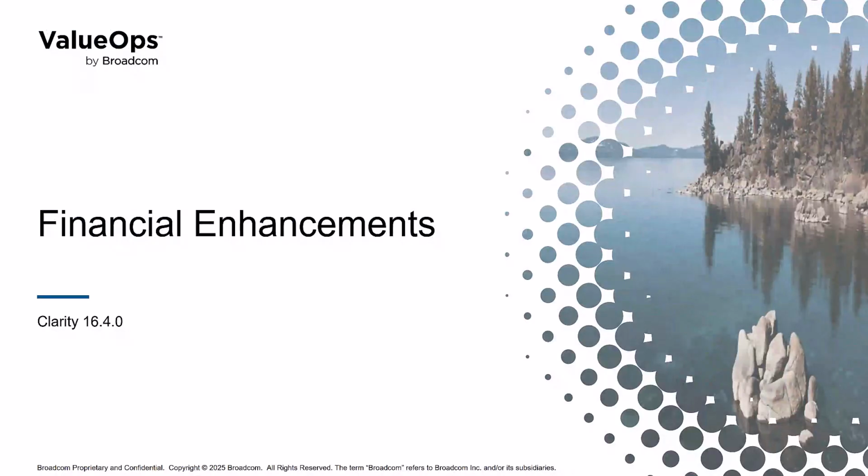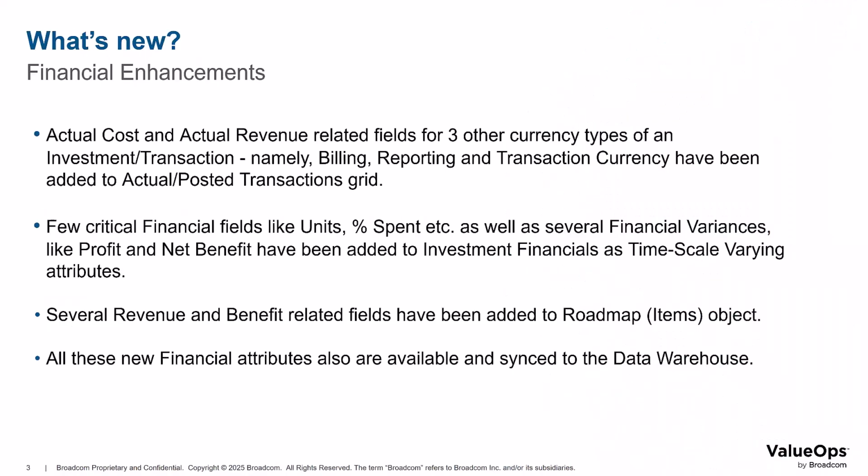In this session, we'll review the key enhancements made in the financials area of Clarity. So, what's new in this release? As you may already be aware, the actual or posted transactions workspace supports showing amounts, that is, actual cost and actual revenue, in the home currency of the investment. And as a continuation to our journey of multi-currency support in the modern UX, this release we are exposing amounts pertaining to other types of currency, namely billing currency, reporting currency, and transaction currency.